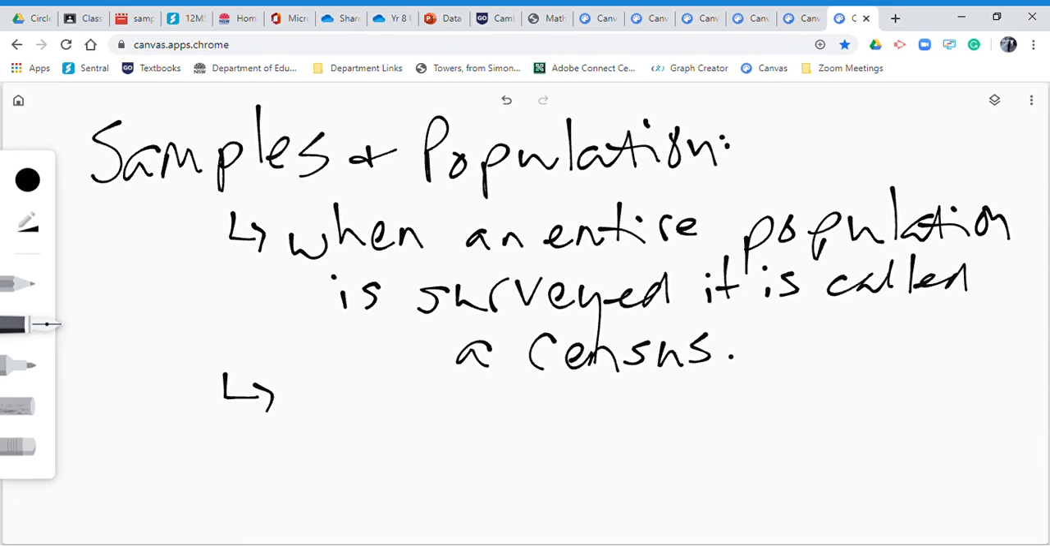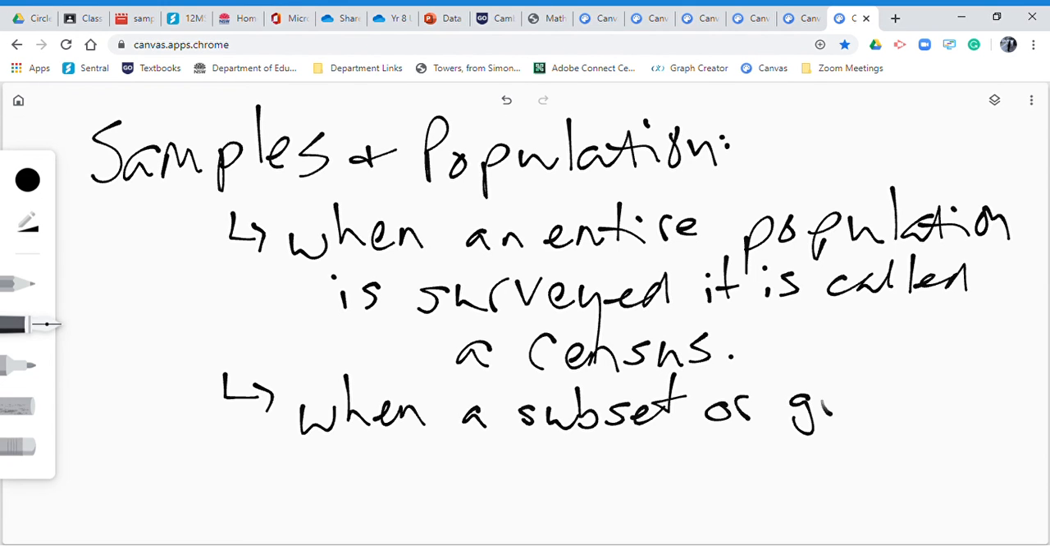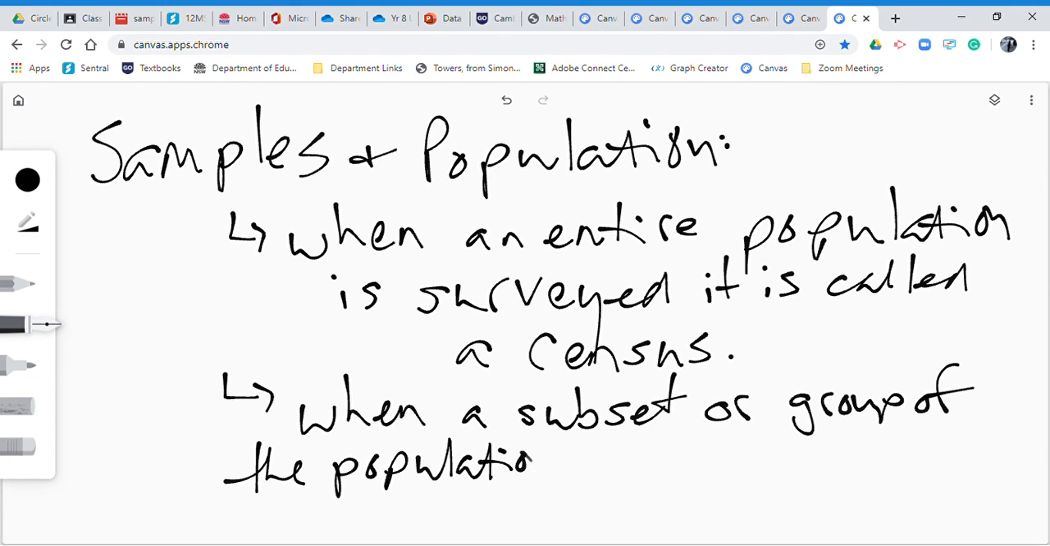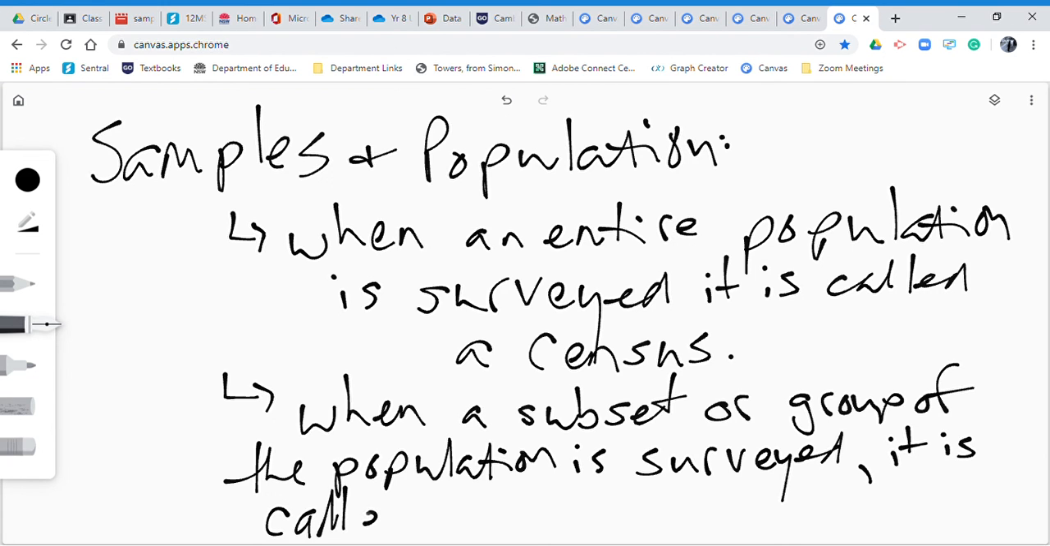When a subset or group of the population is surveyed, it is called a sample.